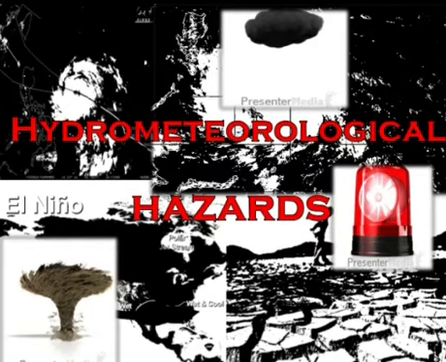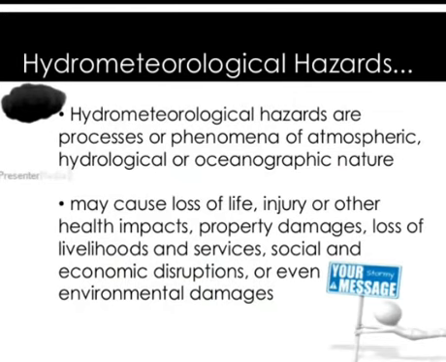Hydrometeorological hazards are processes or phenomena of atmospheric, hydrological, or oceanographic in nature. Meaning, from the word itself, it is a hazard that involves water and atmospheric in nature. It involves water and something above the surface level of the earth. So it may cause loss of life, injury, or other health impacts.